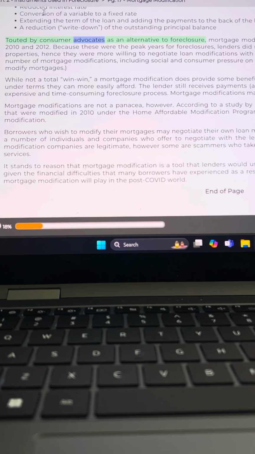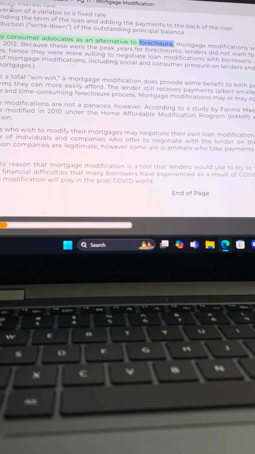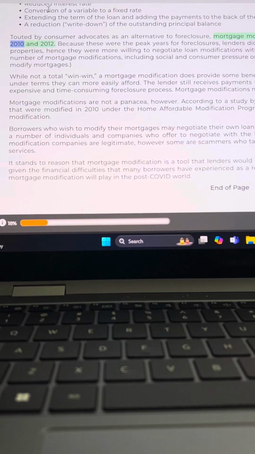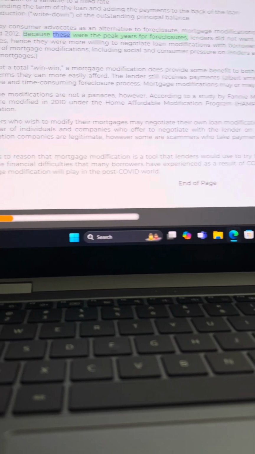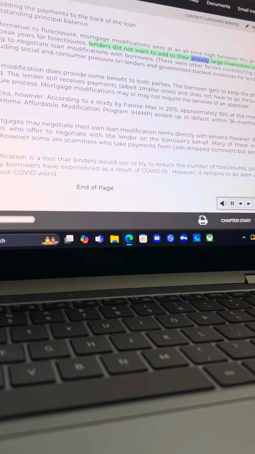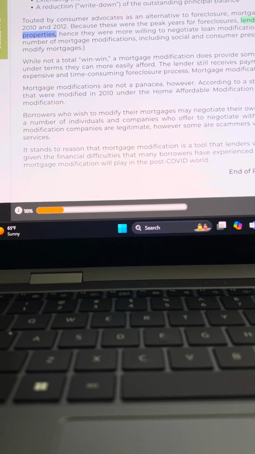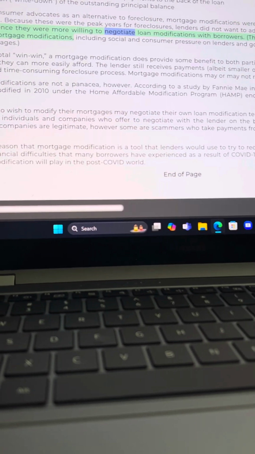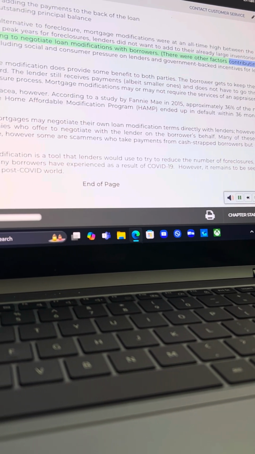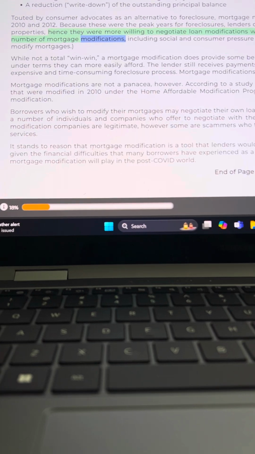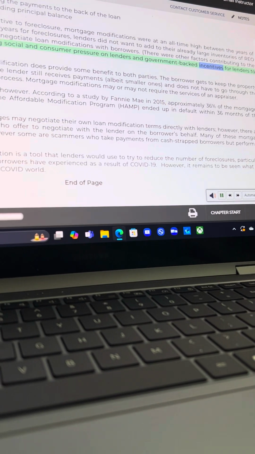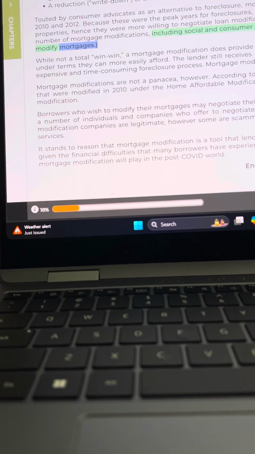Touted by consumer advocates as an alternative to foreclosure, mortgage modifications were at an all-time high between the years of 2010 and 2012. Because these were the peak years for foreclosures, lenders did not want to add to their already large inventories of REO properties, hence they were more willing to negotiate loan modifications with borrowers. There were other factors contributing to the number of mortgage modifications, including social and consumer pressure on lenders and government-backed incentives for lenders to modify mortgages.